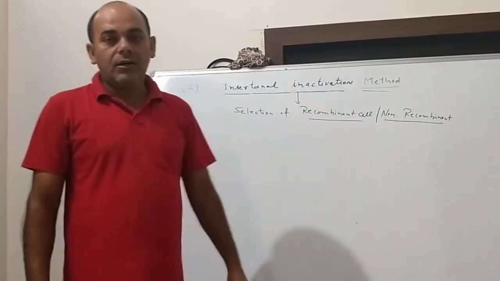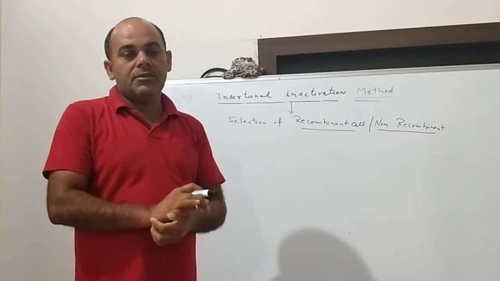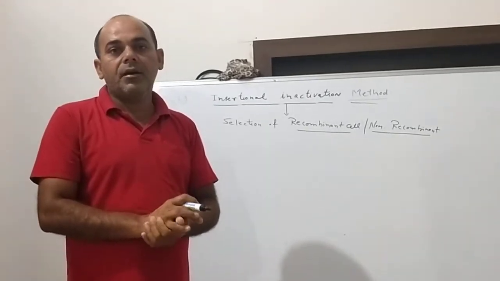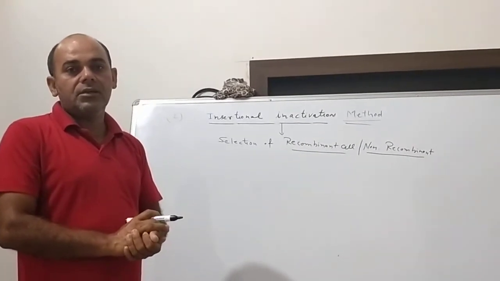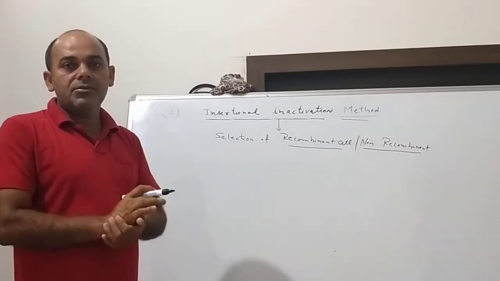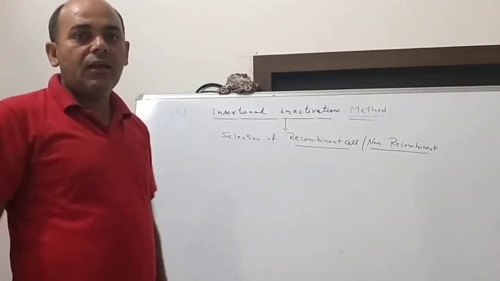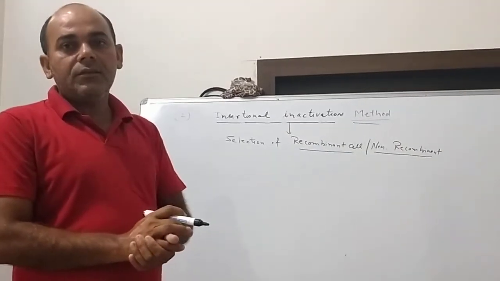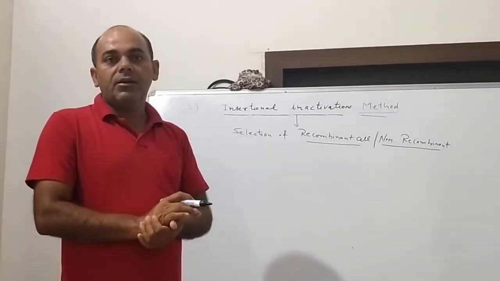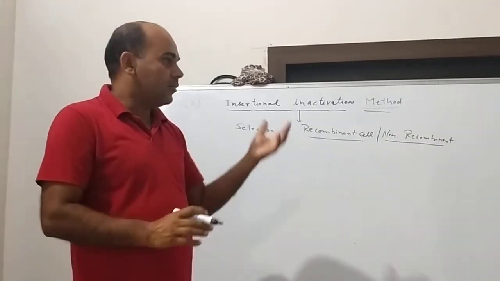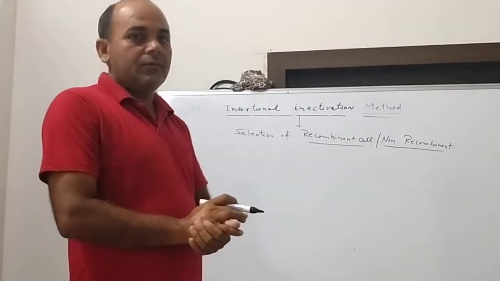Earlier we discussed how we can select transformed cells from non-transformed cells with the help of a selectable marker gene, because the unique feature of pBR322 is that a particular gene has the property to show resistance against special antibiotics. In pBR322 there are two sites which show resistance against two particular antibiotics. One is called ampicillin resistance, another is called tetracycline.